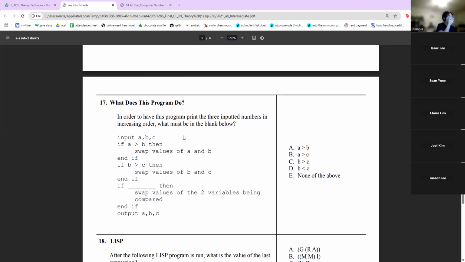Number 17, what does this program do? In order to have this program print the three inputted numbers in increasing order, one must be in the blank below. So we have three variables here. It's kind of like, imagine using a scanner. It says input A, B, C.